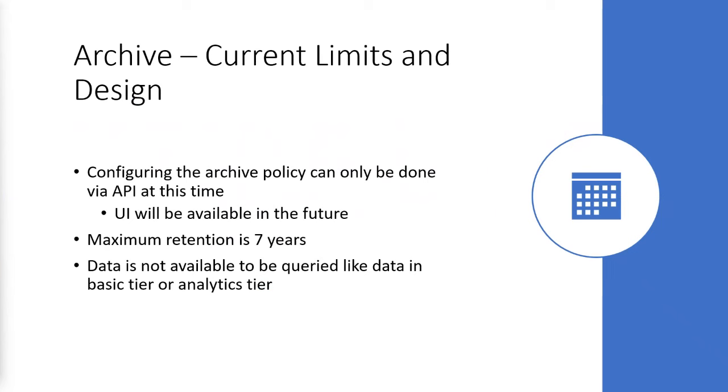Every feature comes with its own limitations, and now I would like to discuss the limitations with archive. As I mentioned earlier, currently we are running the APIs through tools. We don't have a UI component. This is in public preview, and this may change when we go to GA. And the maximum retention of your data is 7 years.